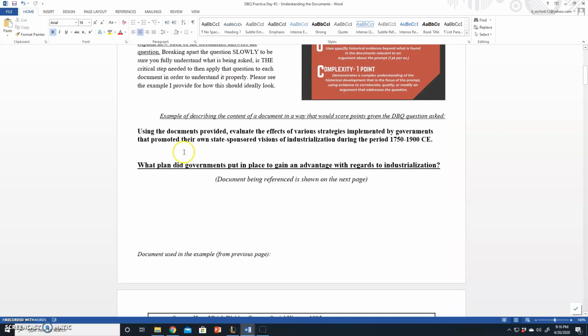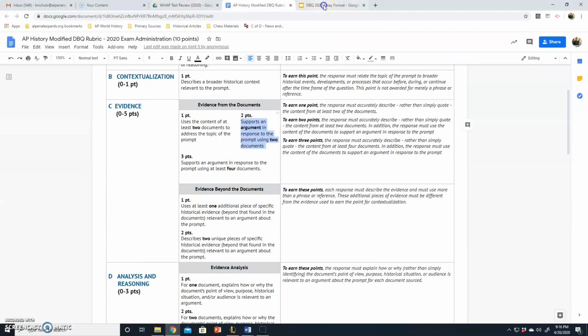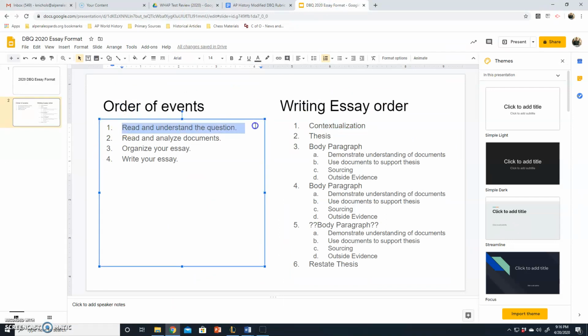Okay, yesterday we basically had this same prompt. You're going to be looking at some of the same prompts. The question is, using the documents provided, evaluate the effects of various strategies implemented by governments that promoted their own state-sponsored visions of industrialization during the period 1750 to 1900. What's the first thing that I need to do? I need to read and understand that question. What is that question asking me?